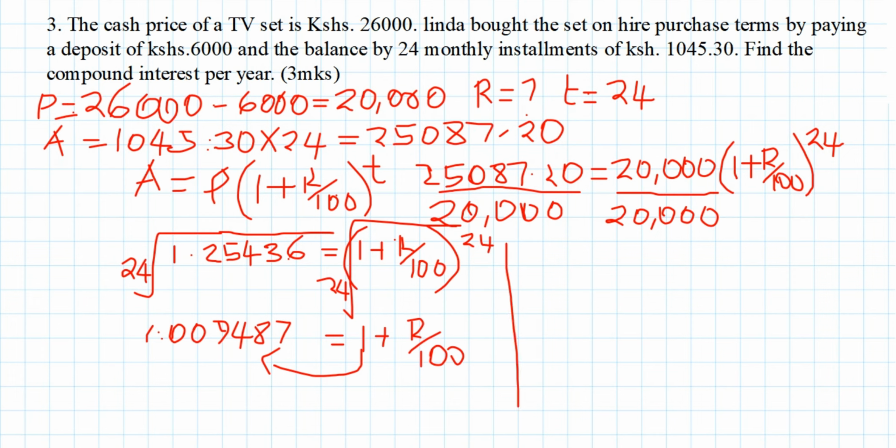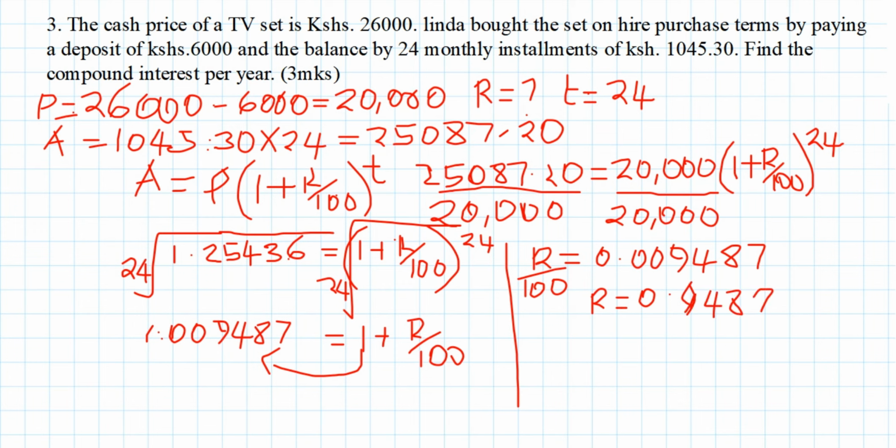So we take 1 onto the left-hand side. And when we take 1 to the left-hand side, we shall have that r all over 100 is equal to 0.009487. And then from there, we can multiply both sides by 100 so that we get the value of r, which is now 0.9487. But note, this is the rate per month.